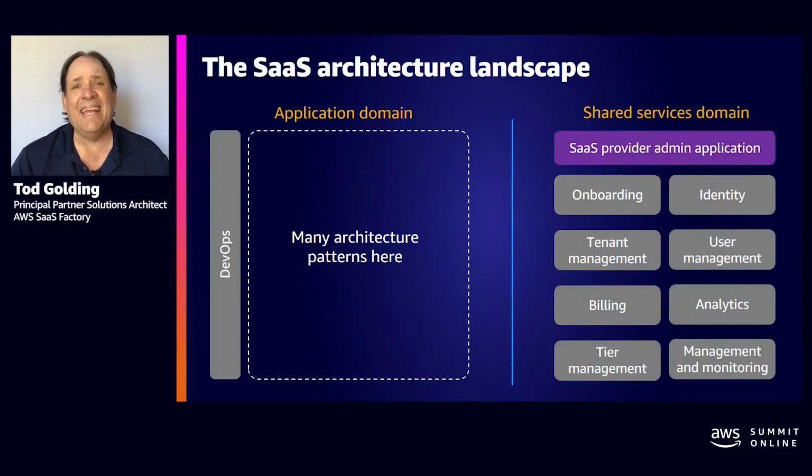Now, before we dig into each of these architectures, it's important to highlight here that each of these solutions follows a common theme. On the right-hand side, for example, you'll see all of these solutions have what we would call a shared services domain. And over on this right-hand side are all those things that are common to any SaaS implementation that you might build. So here you'll see onboarding and tenant management and user management. These are all the horizontal services that you would need to build into any solution.